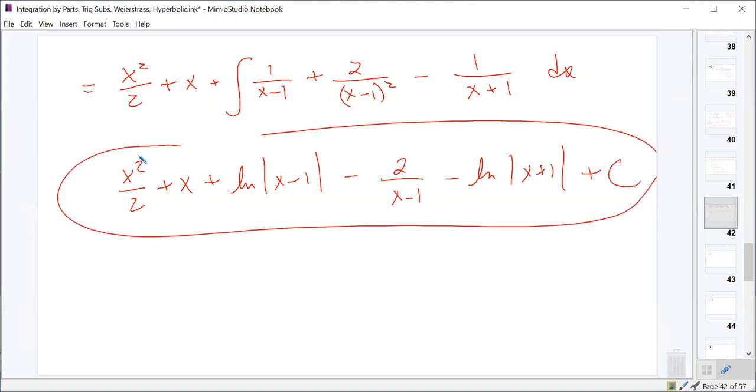And if you want to, you can take the natural log absolute value of x plus 1 and the natural log of x minus 1 and put them together as one, or you can leave them as they are. But does that make sense? Everybody okay with that? Yes. Fun. Great. All right. Let's do another one.